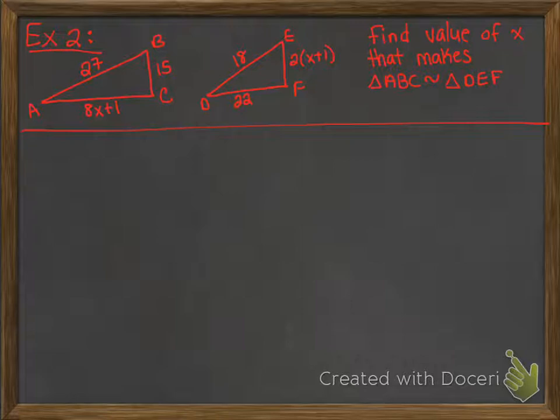Copies down. All right. If you can't see it, we've got ABC, and we've got DEF. We're done writing down those triangles. I'll tell you what the side lengths are.